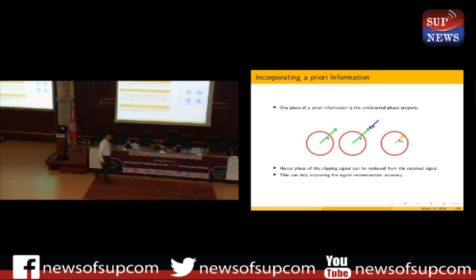Okay? Now, what's the problem with this approach? There are several problems with this approach. One problem is that I have to reserve some tones. I have to reduce my data rate because I am not sending all data. So this is one problem. Is there a way where we can do without tone reservation?